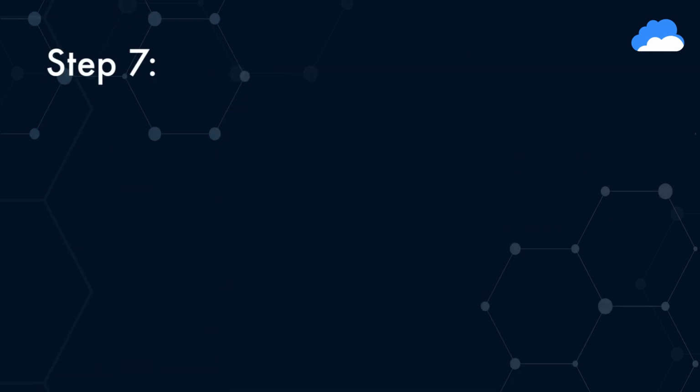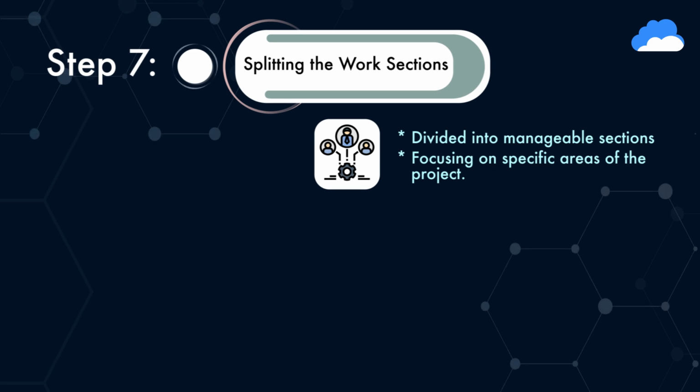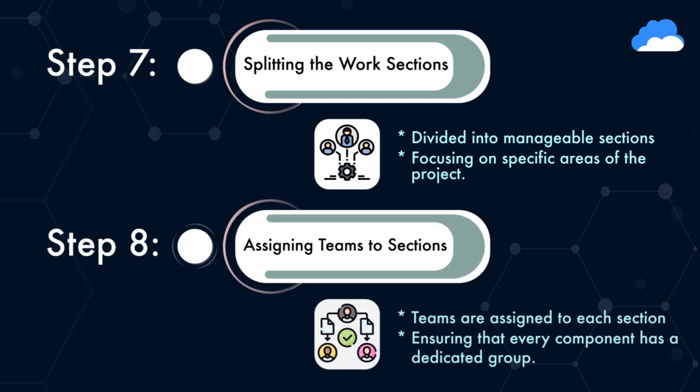Step 7. Splitting the work sections. The work is divided into manageable sections, each focusing on specific areas of the project. Step 8. Assigning teams to sections. Teams are assigned to each section, ensuring that every component has a dedicated group working on it.